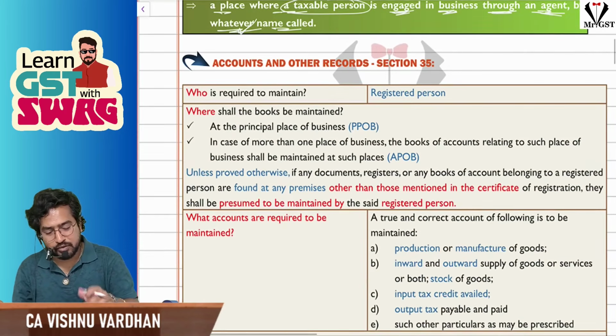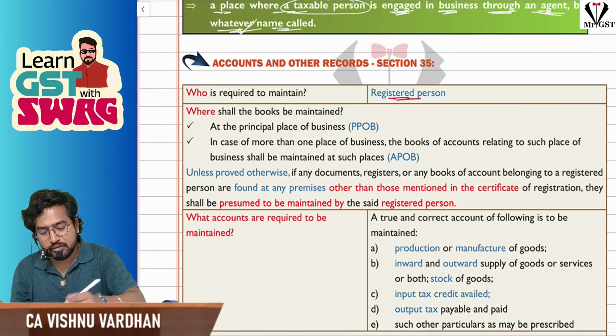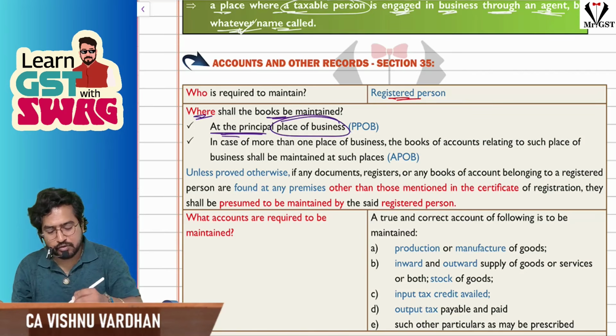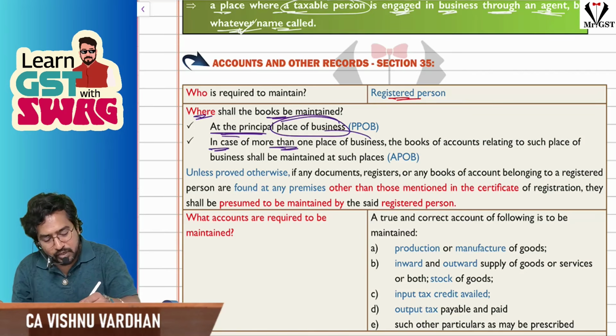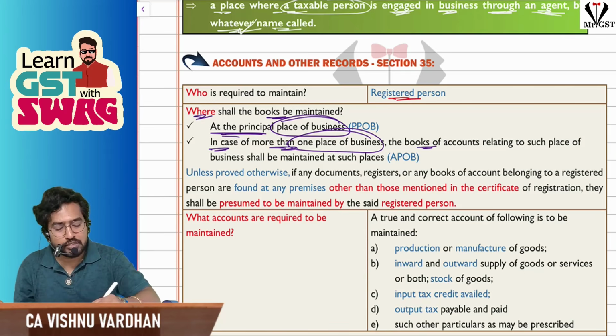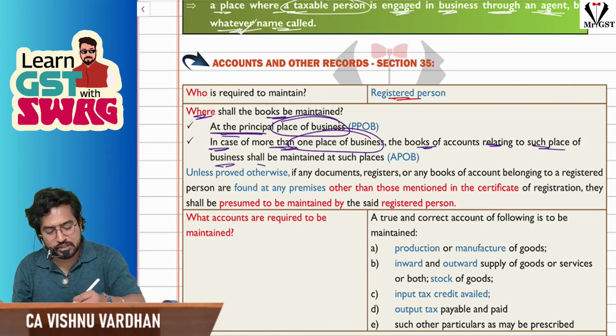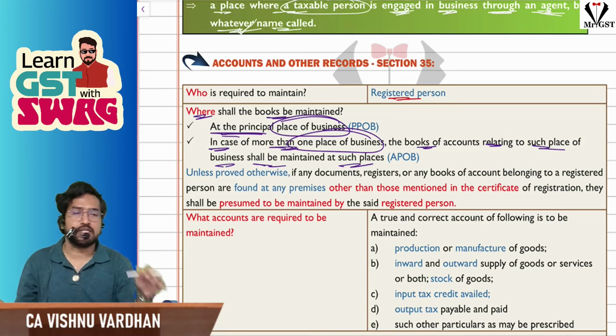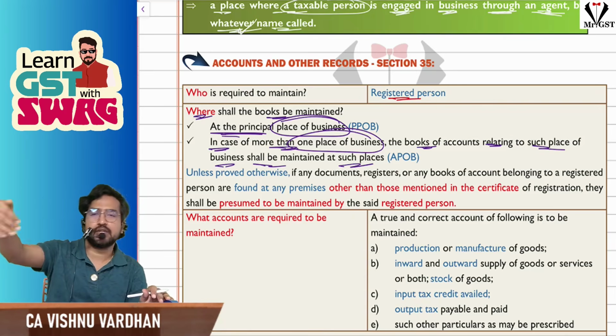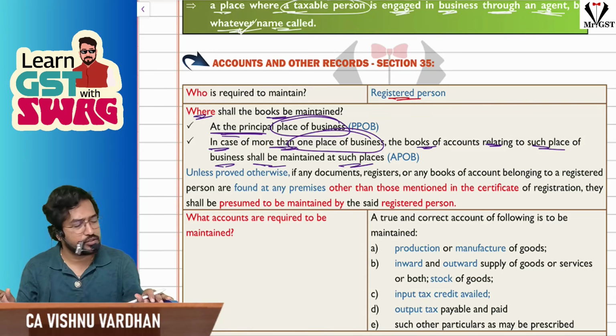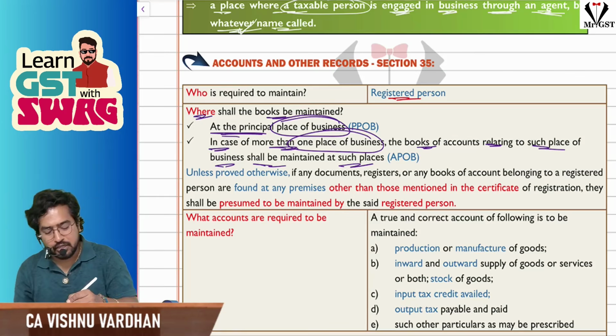what do you read here? If you are a registered person, where should you be maintaining your books of accounts? Principal place of business. In case you have more than one place of business, the books of accounts relating to such place of business shall be maintained at such places. We have additional places of business, so whatever books are related to the additional place of business are maintained at the additional place of business, unless proved otherwise.